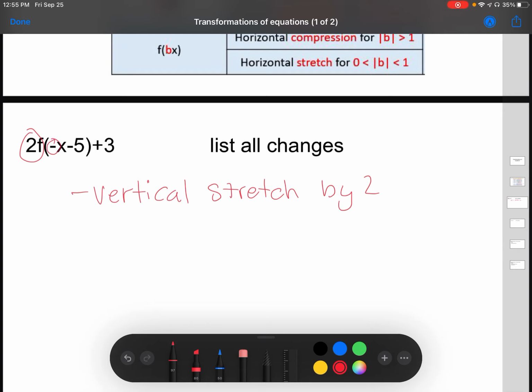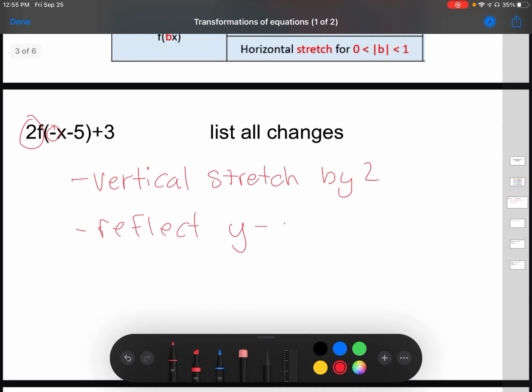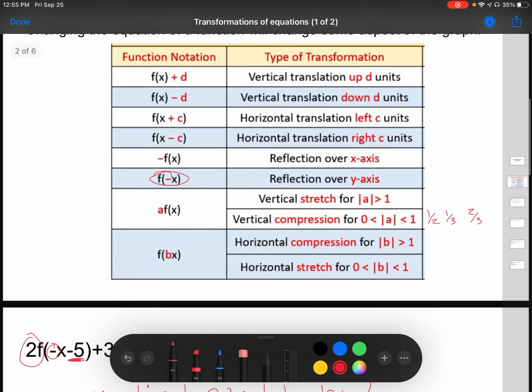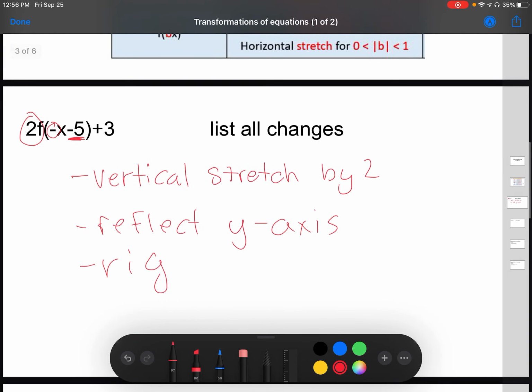Next, we have a negative in front of the x. That's going to reflect, if you go back, the y-axis. Minus 5 in the parentheses. If we look at our notes, minusing in the parentheses, it's to the right. And adding 3 on the end, going to go up 3.